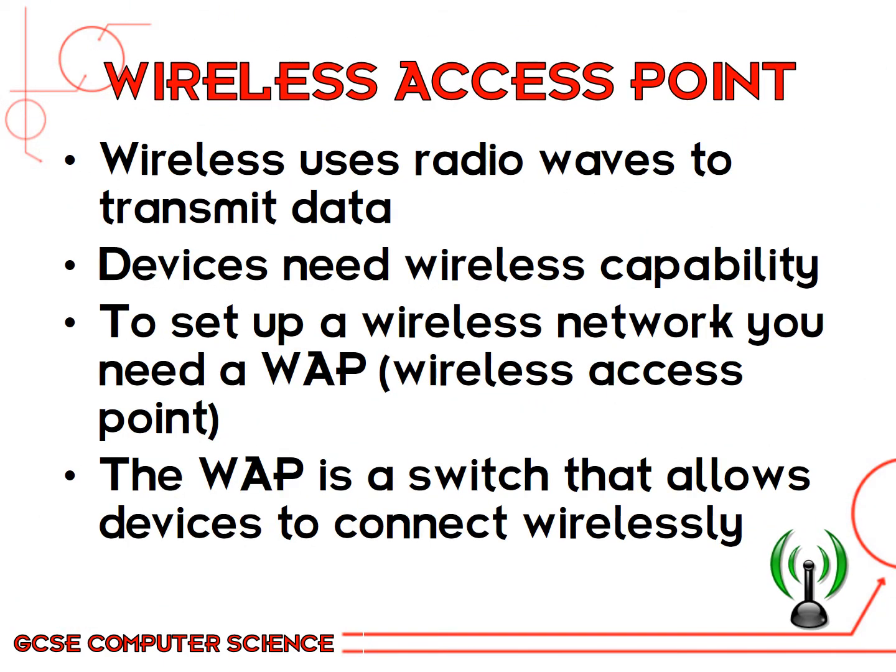Now, for a wireless network, one of the most useful pieces of hardware is a wireless access point. Wireless access points basically use radio waves to transmit data. Devices need wireless capability, so in other words, you need to have Wi-Fi on your phone or tablet or computer to connect. To set up a wireless network, you're going to need these wireless access points. It's basically a switch, but a wireless version of it that allows you to connect to the devices. Now, in a school or a large office building, you probably have multiple wireless access points scattered around the school so that you can connect to them from various locations.